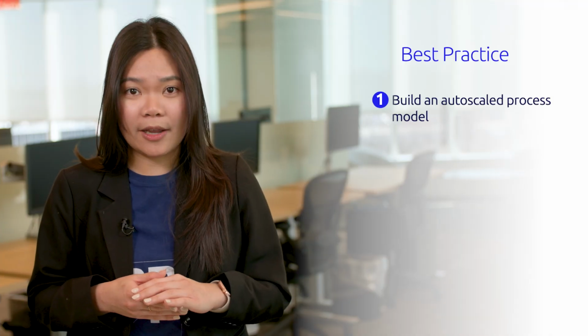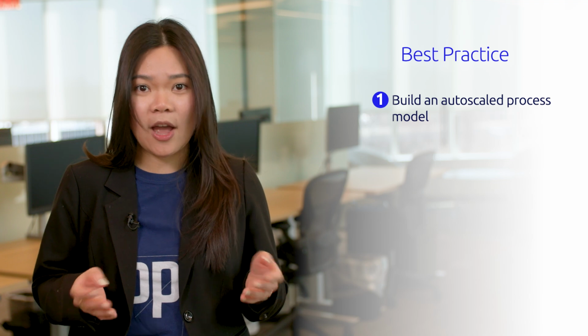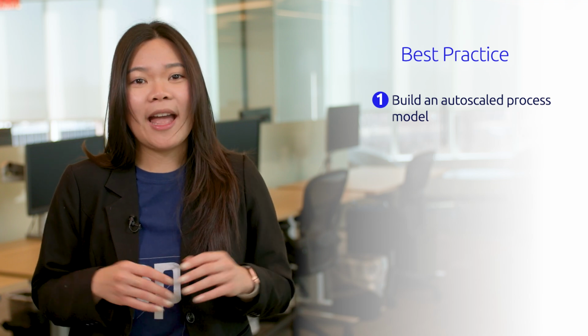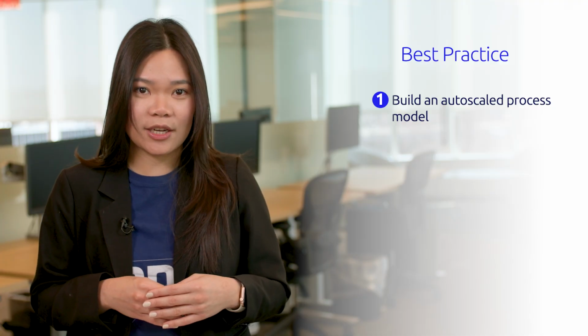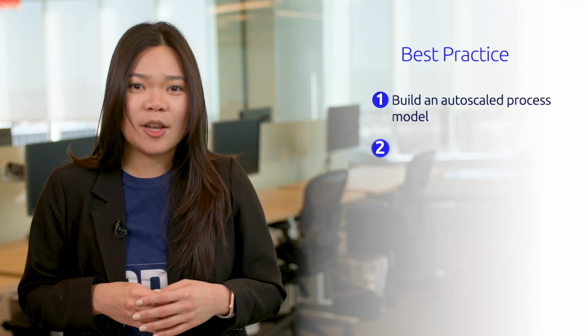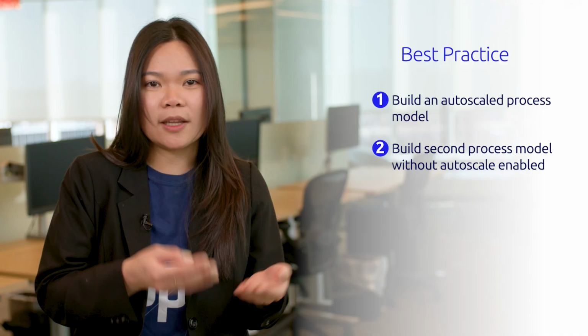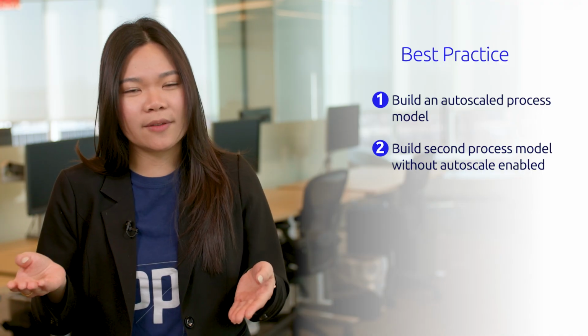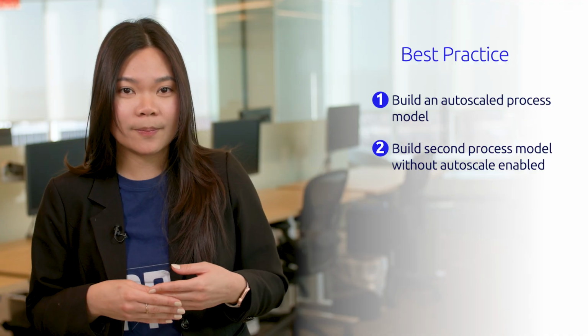All right, before I let you go and build your next Autoscaled process, let's recap this best practice. First, build an Autoscaled process model to handle instances that can be handled automatically without user intervention. Add a branching flow for the low number of cases that require human action. Next, build a second process model without Autoscale enabled that includes the user input task or other activities to handle cases that do require a human in the loop.